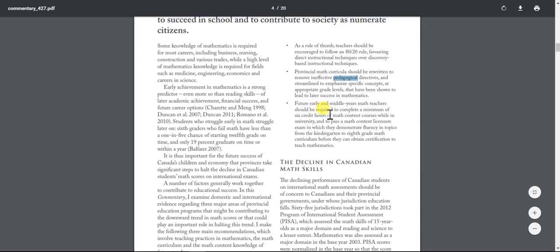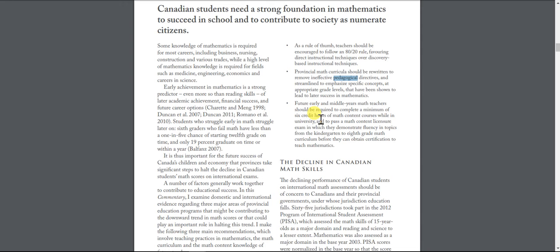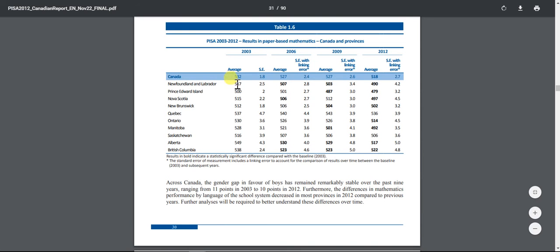And future early and middle years math teachers should be required to complete a minimum of 6 credit hours of math content courses while in university and to pass a math content licensure exam in which they demonstrate fluency in topics from kindergarten to 8th grade math curriculum before they can obtain certification to teach mathematics. Holy crap, that's not happening already? Why are we letting people who don't know how to do math teach our kids that math is hard or that math is confusing? If you don't understand something, how could you possibly teach it? Why are we allowing this to continue? It's insanity. And it's measurably worse.